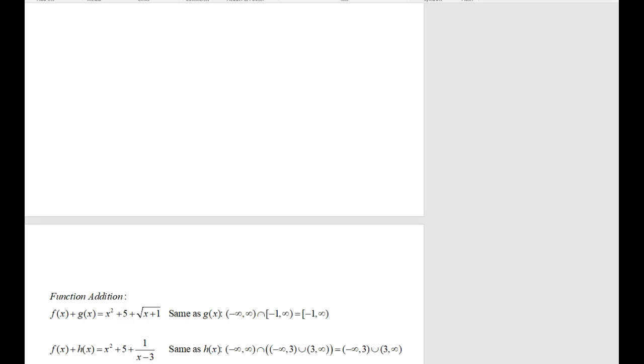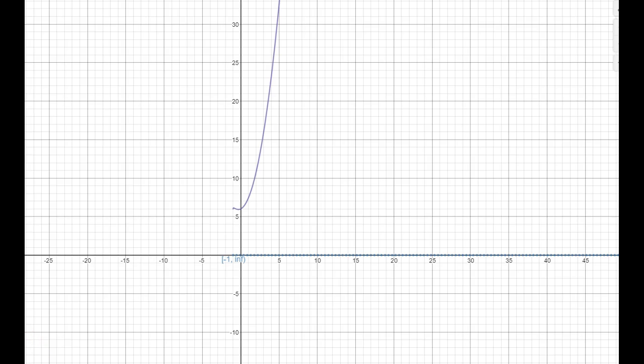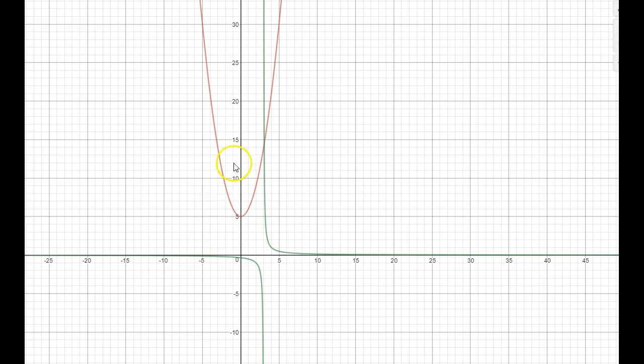So now let's go look at the graph. I'll turn off these other guys. So here's f of x, here's h of x. Notice that x equals 3 is an asymptote for h of x. So when I add these functions, I see that I still cannot put x equals 3 in there, and that's what the graph looks like.